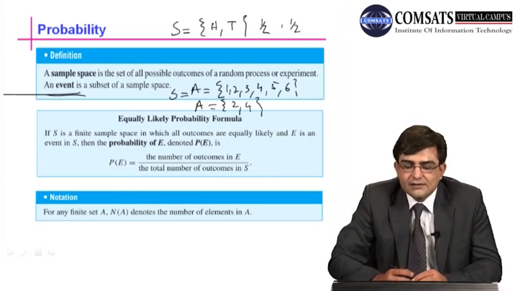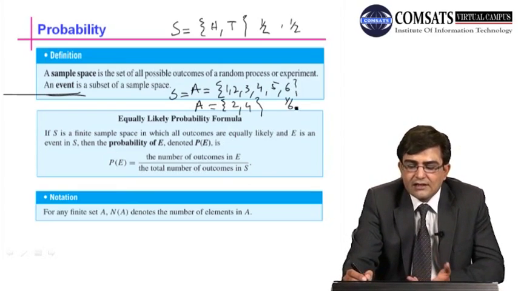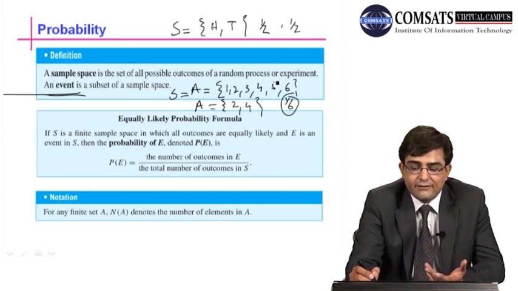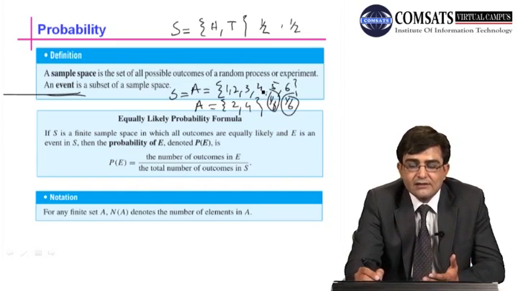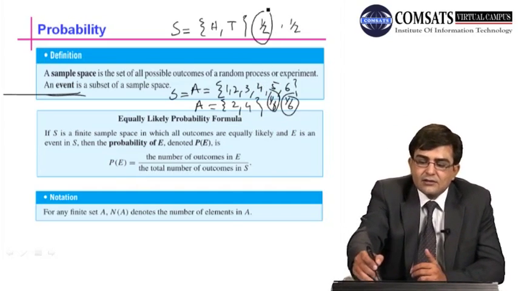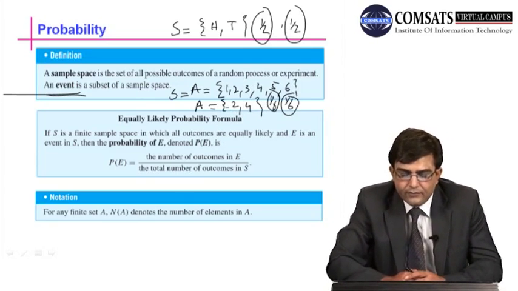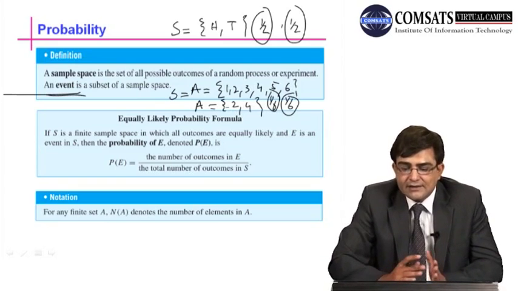Similarly, what are the chances that 6 appears on that die when you throw it? The total chances are 6, and the chance of 6 appearing is 1 out of 6. The chance of 5 appearing is also 1 by 6. The chance of 4 appearing is 1 out of 6, as the chances of the occurrence of each sample point in this experiment are the same.